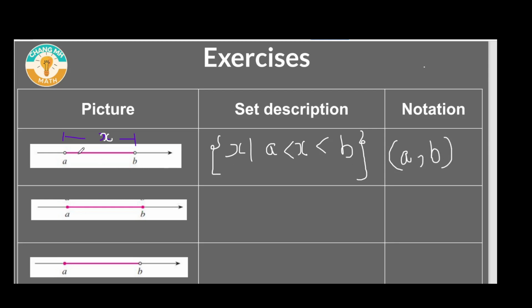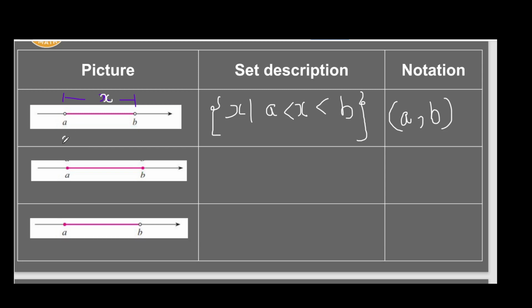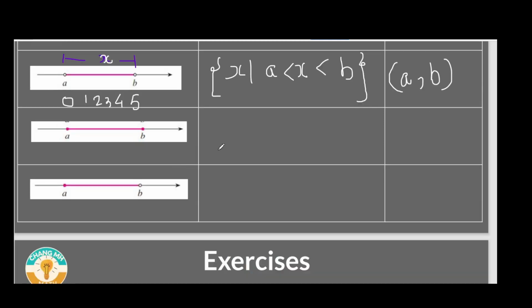For example, for A I will write 0, and for B I will consider it as 5. So the value of X will be between 0 and 5. For example, maybe 1, 2, 3, 3.5, 4, 4.5, but not including 0 and 5. It means like that. And let's go to the second one.